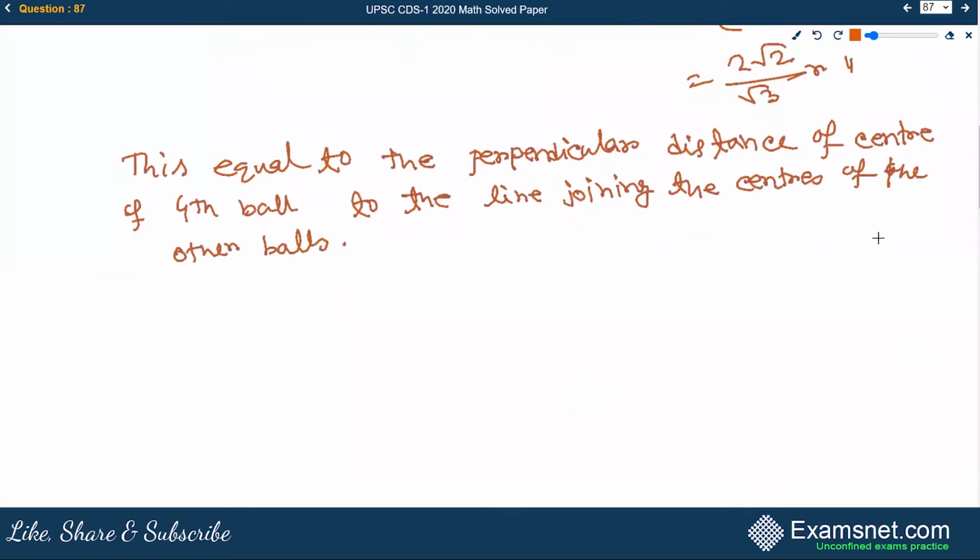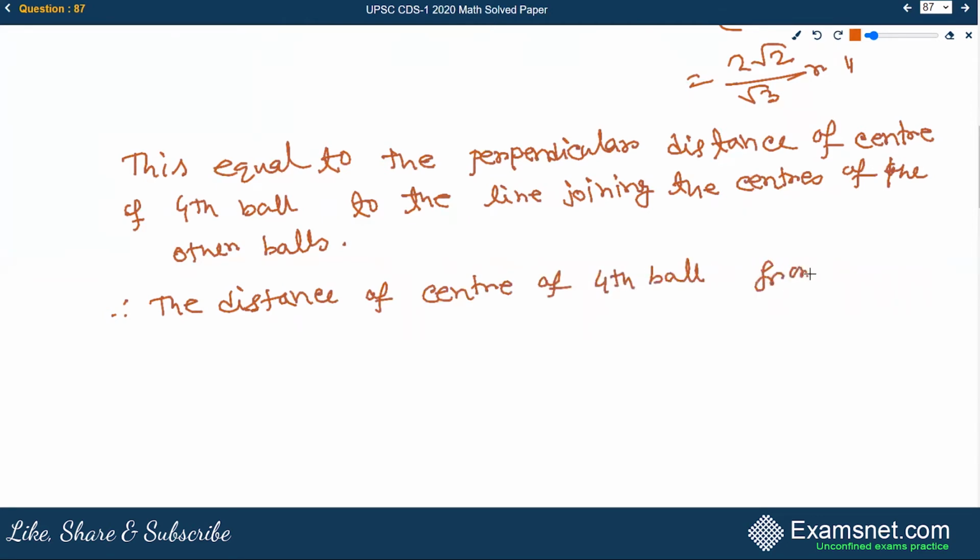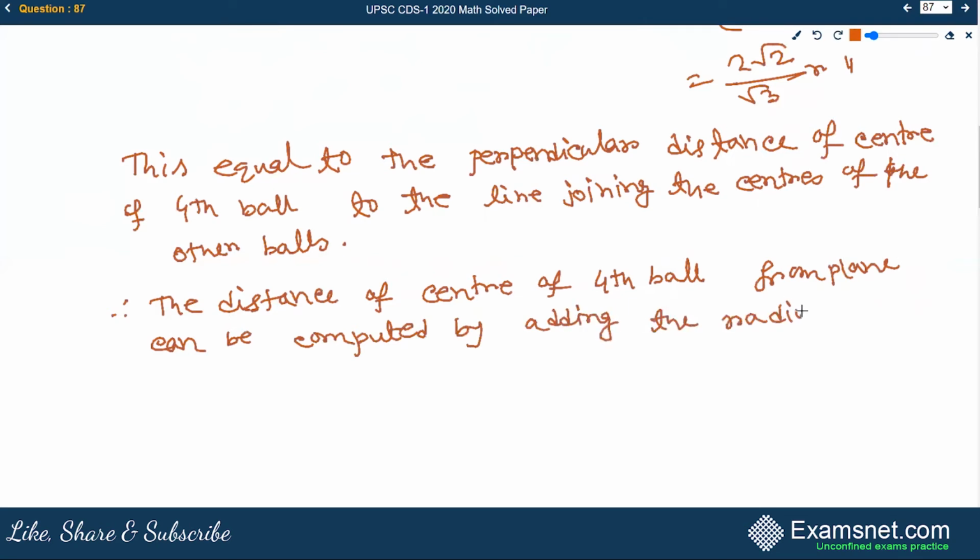Okay, next the distance of the center of the fourth ball, therefore the distance of center of fourth ball from plane can be computed by adding the radius of the ball to the distance.